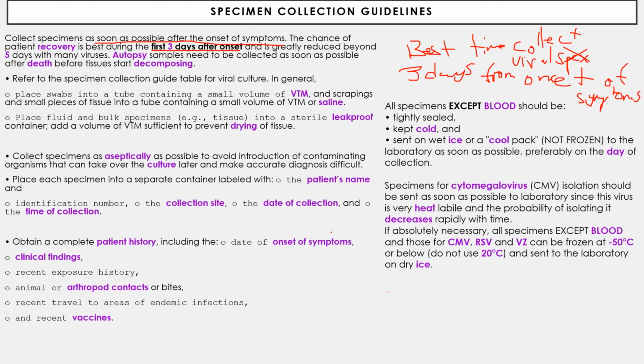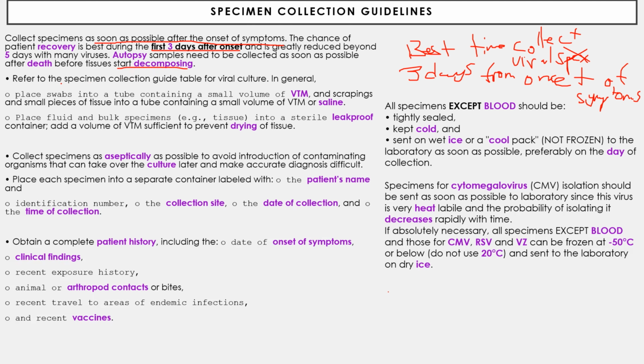Now, after 5 days, class, the chance of recovering the virus is greatly reduced. So pagdating ng mga March 1 or March 2, you would have difficulty in recovering viruses. Then autopsy samples need to be collected as soon as possible after death before tissue would start decomposing.